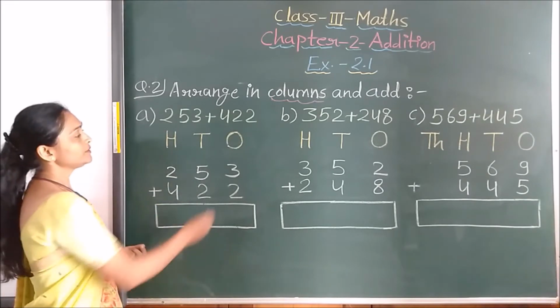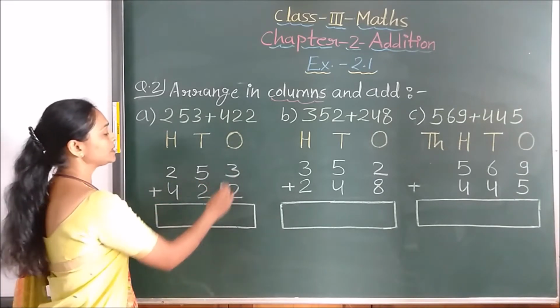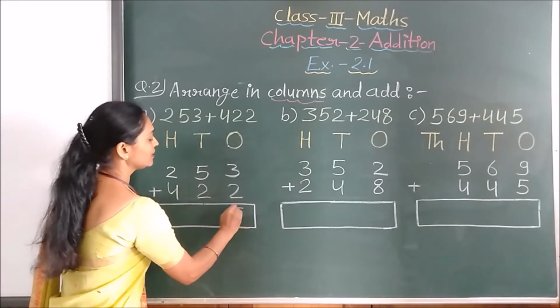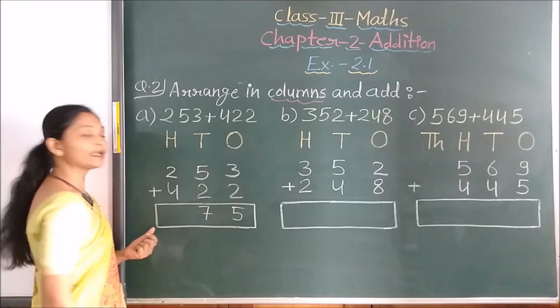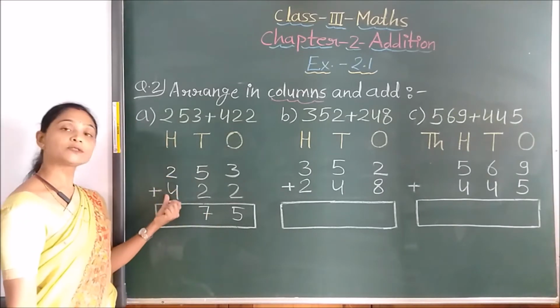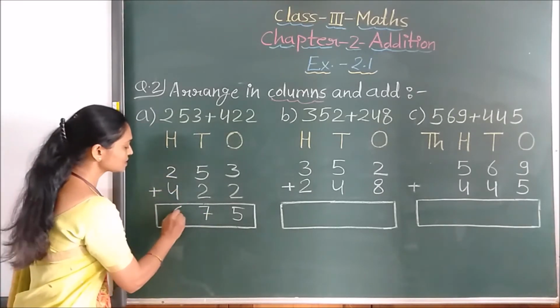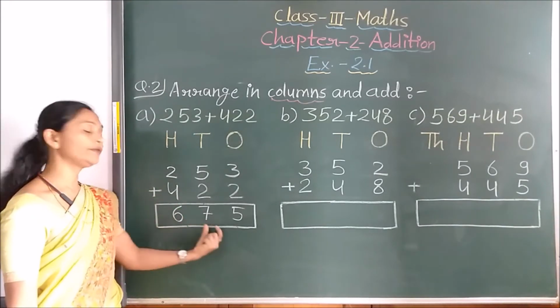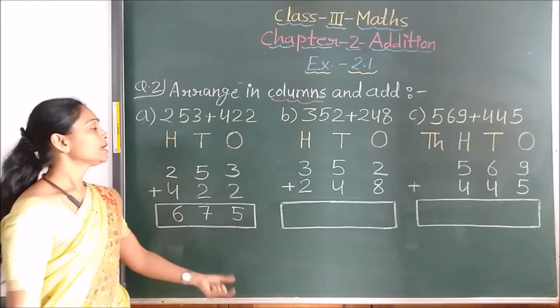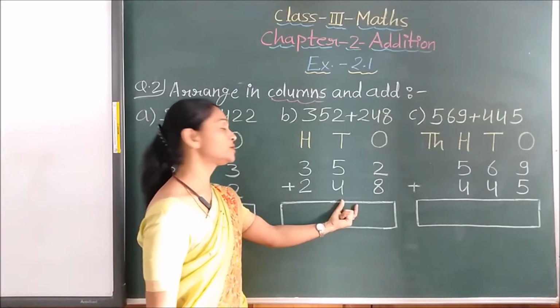So see, we will start from the ones place. 3 plus 2, 5. Then 5 plus 2, 7. So 7 we will write here. Then 2 plus 4, 6. So 6 we will write here. Now this number we got 675.